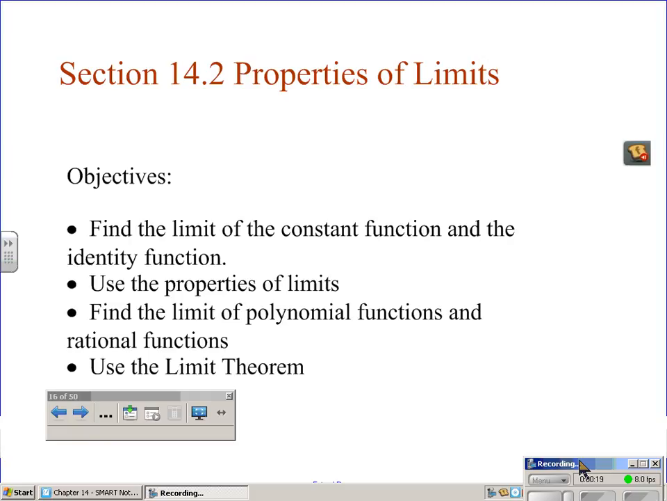The first thing we're going to do is find the limit of a constant function and the identity function. We're going to use properties of limits. We're going to find the limit of polynomial functions and rational functions, and we're going to use the limit theorem.